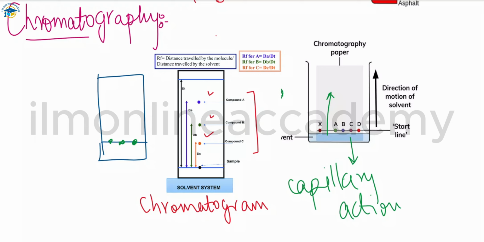So it is common practice to include a known compound as a reference spot, and this can help to match up with the unknown spots.